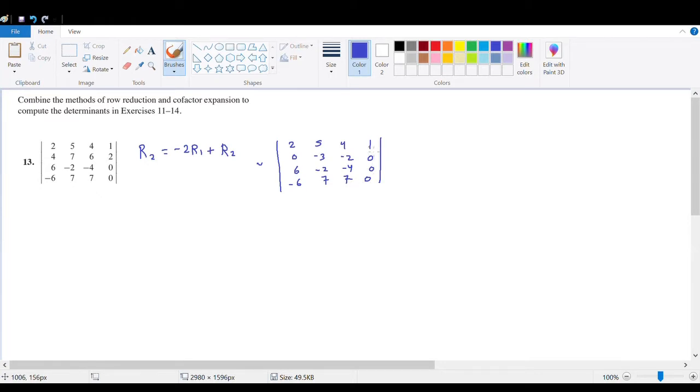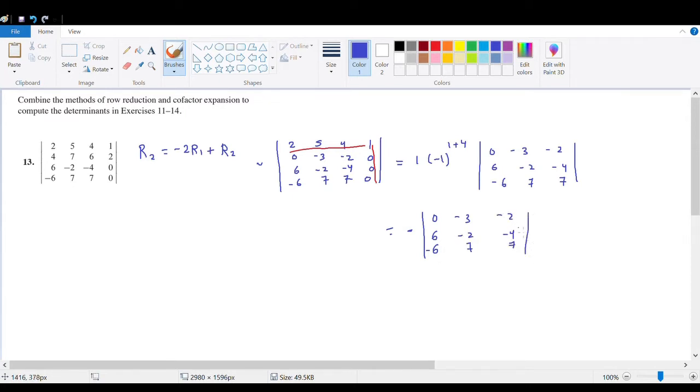Now if we find the determinant using the last column, it is equal to 1 multiplied by minus 1 power. This one is in the first row and in the fourth column, so this is power 1 plus 4. Then the determinant of, we need to cross this row and this column, so we have 0, minus 3, minus 2, 6, minus 2, minus 4, minus 6, 7, 7. So now this will give us minus 1 power 5, minus 1. So this is minus. Here we have 0, 6, minus 6, minus 3, minus 2, 7, minus 2, minus 4, 7. So we find it here using the last column.